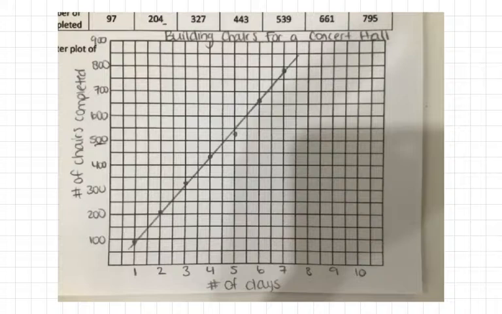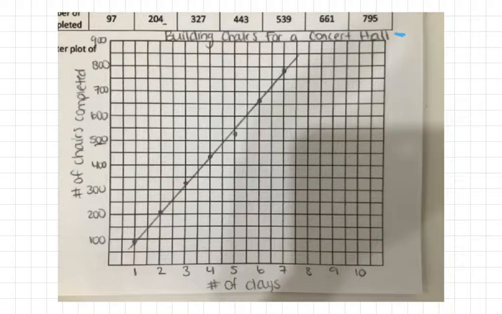So I plotted all the points. Don't forget a title here. And then I drew a line of best fit. Remember, your line of best fit has to go through most of the points, as many as you can, for sure 2. And it has to be even. So try to keep a balanced number of points on either side of the line.